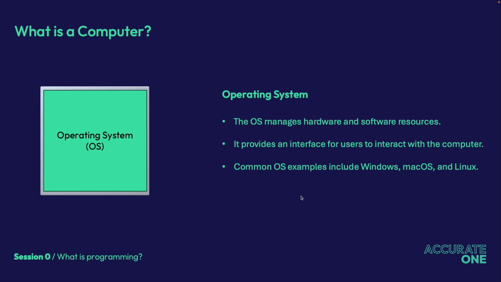Finally, the operating system. This is the software that manages everything inside the computer. It's responsible for managing resources like CPU, memory, and storage, ensuring that programs run smoothly. The operating system is a bridge to the computer's hardware, making it easier for us to interact with the black box.